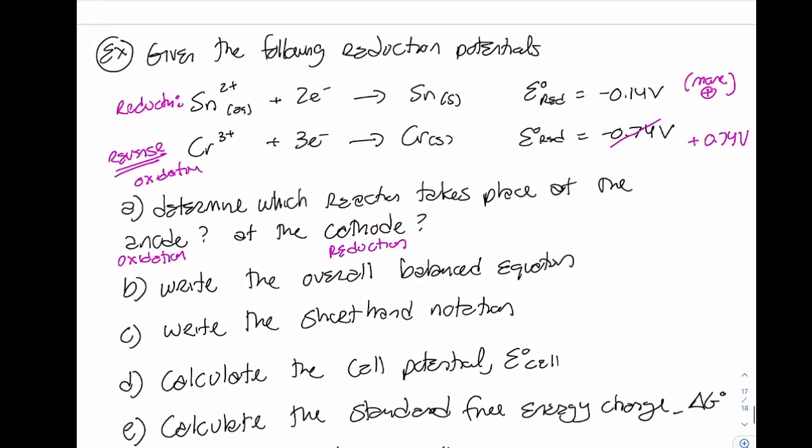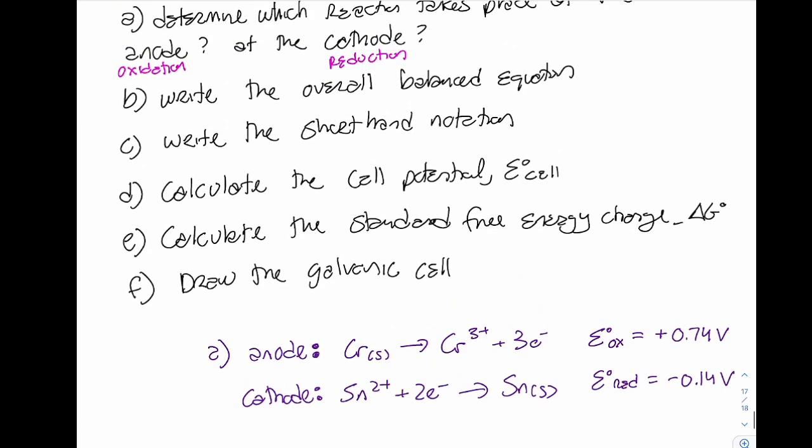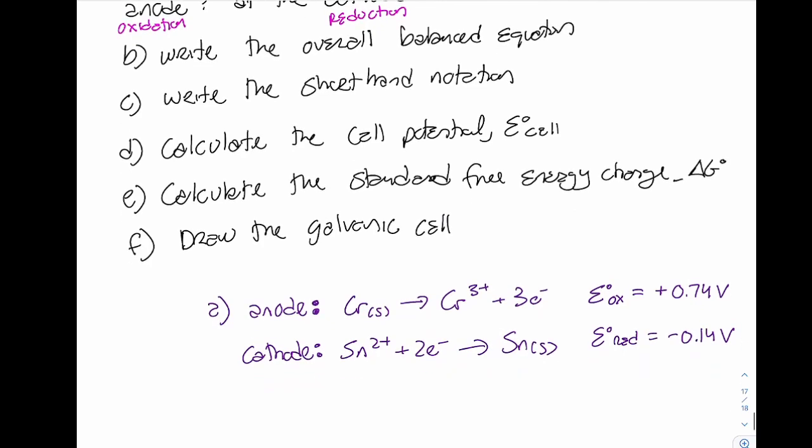And its number, negative 0.14 volts. So that was A, our shorthand notation, forgot B first.